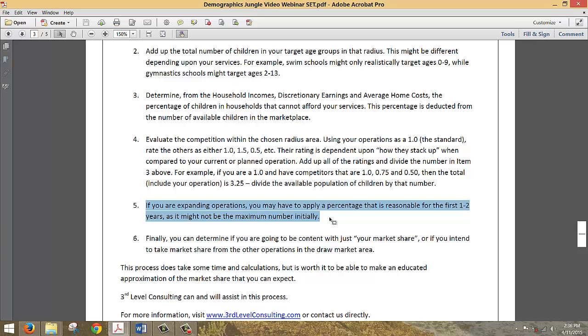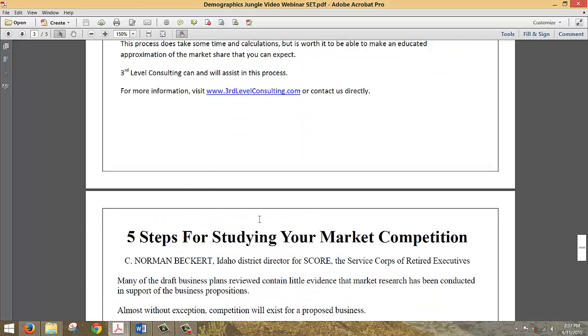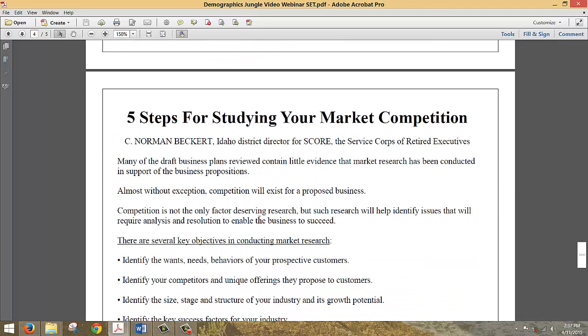Now, if you're expanding your current operation, it would be more. It might be 70 or 80% of that market share. But if you're starting up as a second facility or a first facility, you might only get 40% the first year. So you've got to make your budgets work on that as well. At any rate, that has to do with determining your market share.